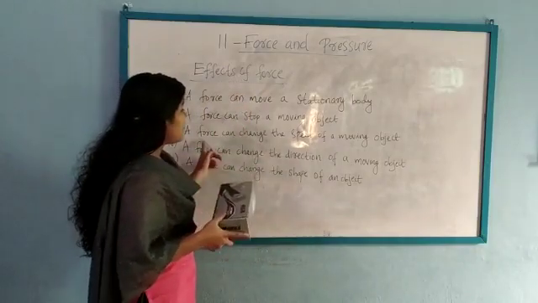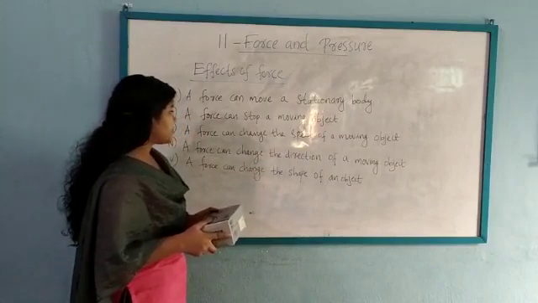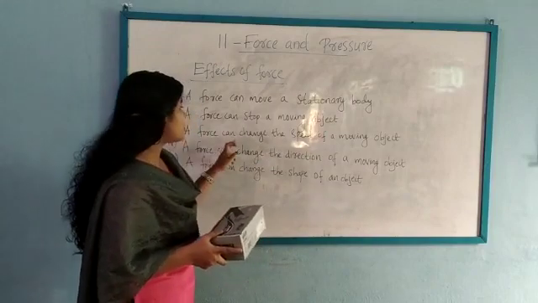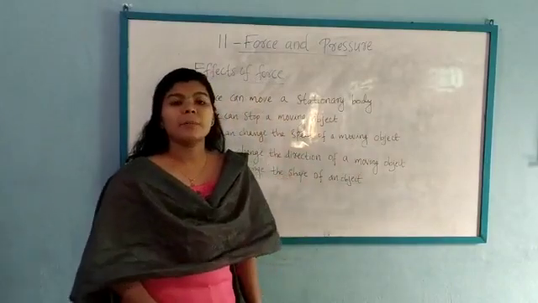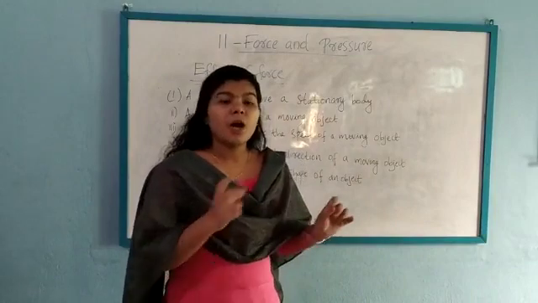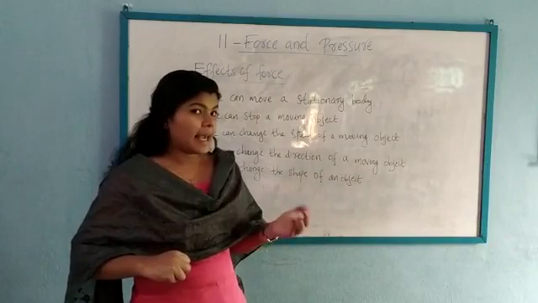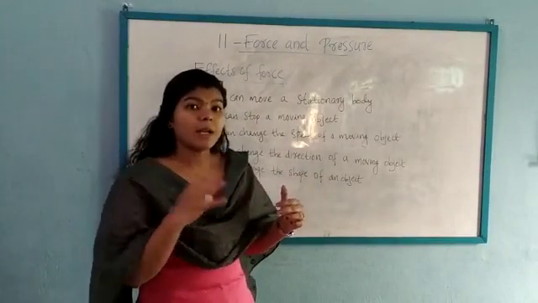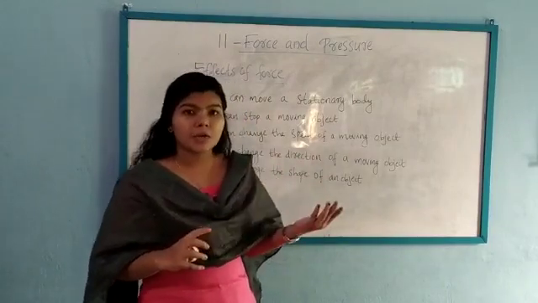And third one is, a force can change the speed of a moving object. Suppose I am riding a bicycle and my friend pulls it back. Not push, pulls it back. There the speed of the bicycle will reduce. By pulling, when someone pulls the bicycle from the back side, then the speed of the bicycle reduces.